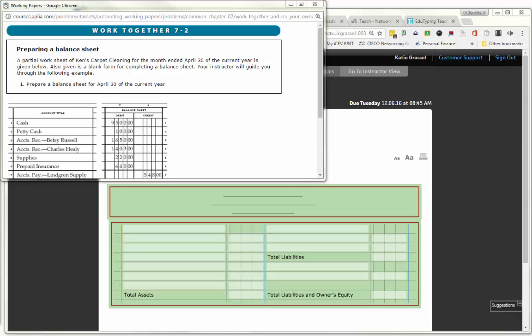Our directions for Work Together 7-2 read, a partial worksheet of Ken's Carpet Cleaning for the month ended April 30th of the current year is given below. Also given is a blank form for completing a balance sheet. Our instructor will guide you through the following example. Instruction number 1, prepare a balance sheet.